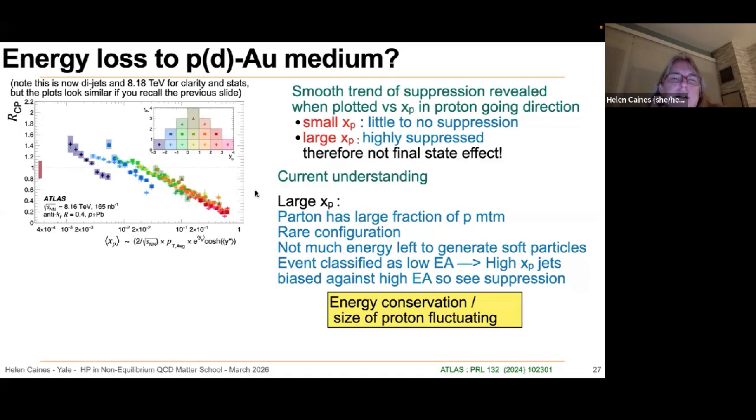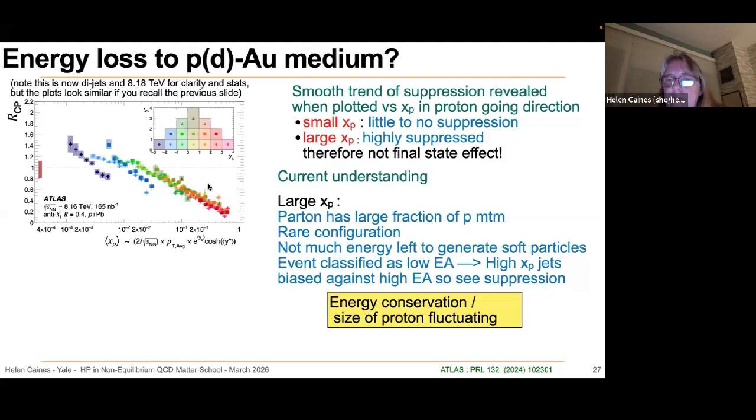And how we now understand this is that when you look at the large x of the proton, remember x is a measure of the fraction of the momentum the parton has taken from the proton. If it's large, look, we're getting very close to 1. This is a very rare configuration. It means one of the quarks in the proton or neutron is essentially carrying all the momentum of the proton. Now, if it's carrying all the momentum of the proton, there's not a lot of energy left to make other particles in the event, to make the soft background over all of them.